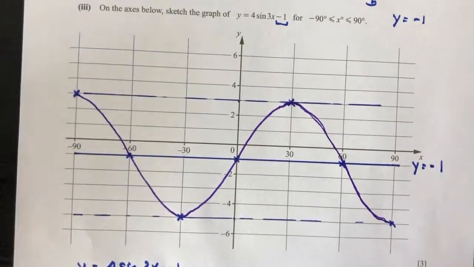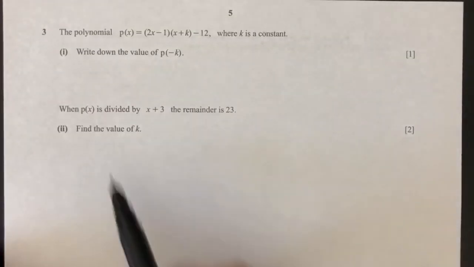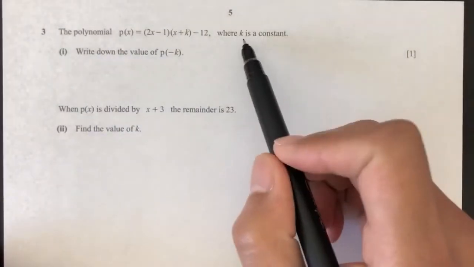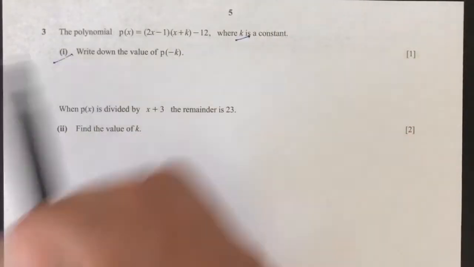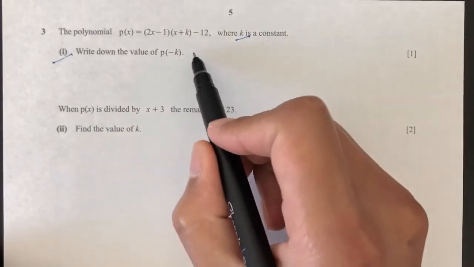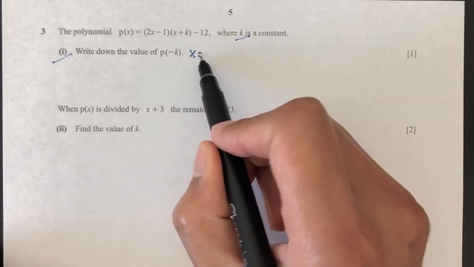Okay, that will be question number 2. Now number 3, the polynomial p of x is equal to this function where k is a constant. So for part 1, write down the value of p of minus k. It means that we have to replace the value of x by minus k.